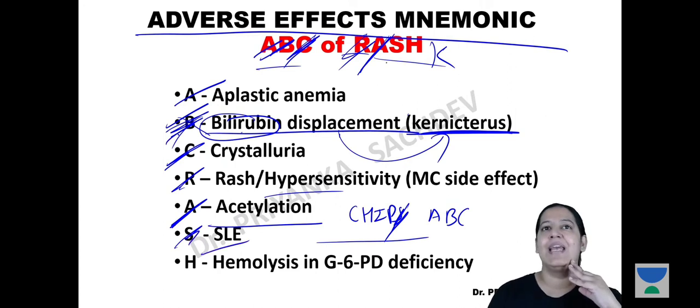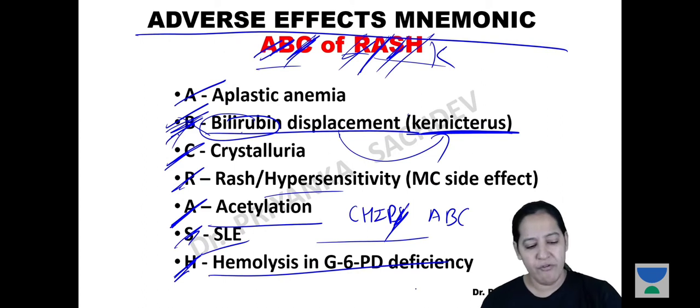S for SLE. Rash's S is SLE. And H for hemolysis and G6PD deficiency. Say the full form again. I will help you.